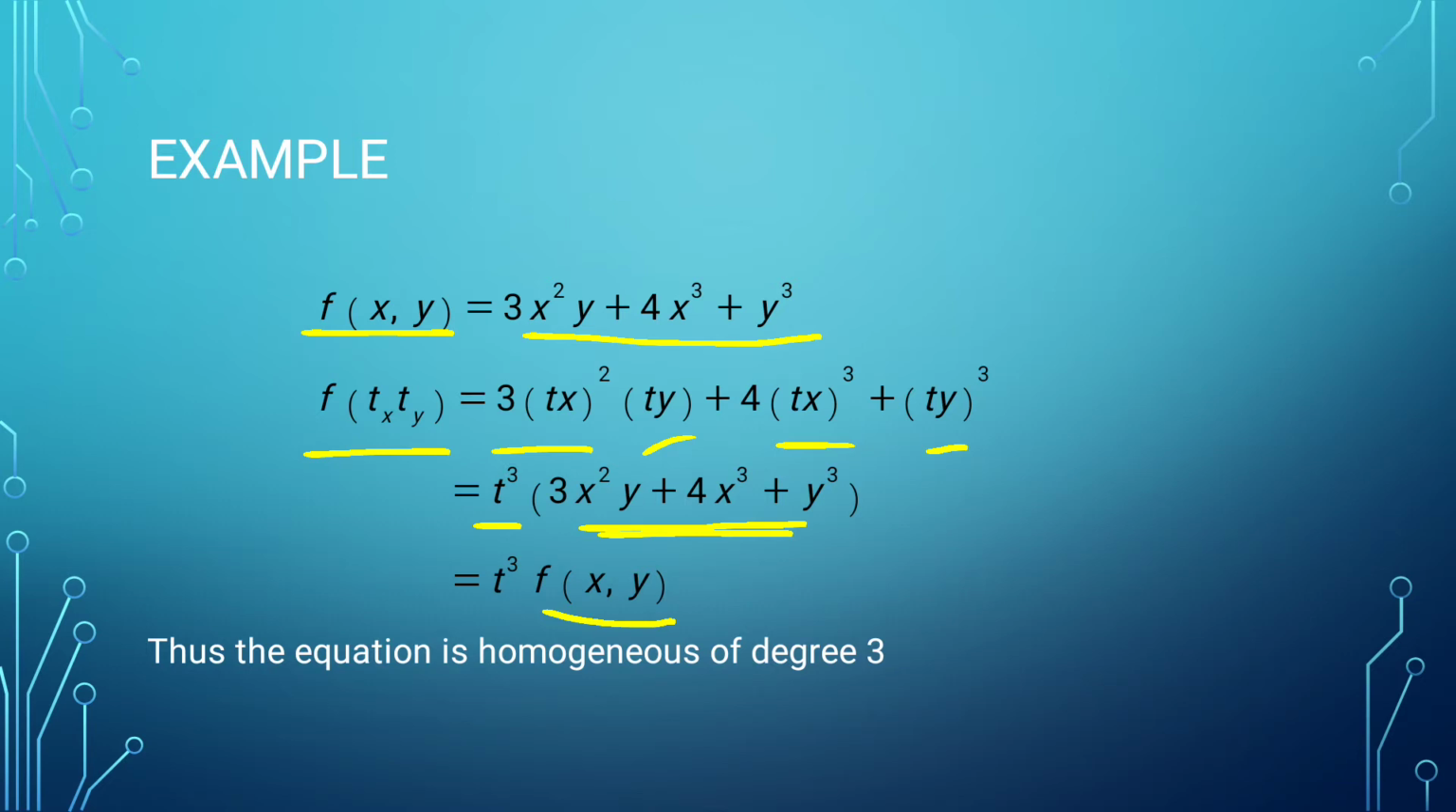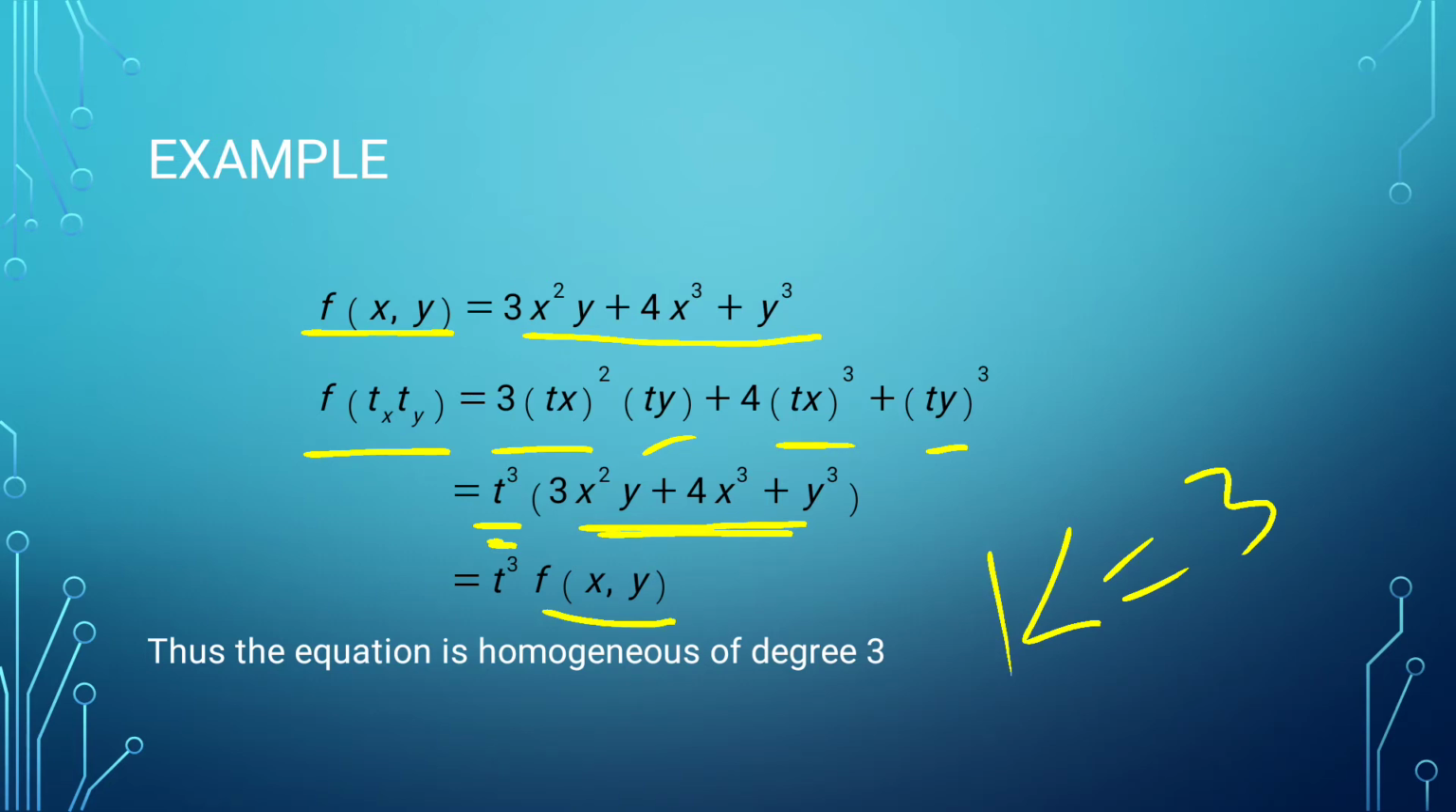And because it is homogeneous, to which degree? It is homogeneous of degree 3, that is, homogeneous to t to the power k. So our k in this case is 3. So it is a homogeneous function of degree 3.